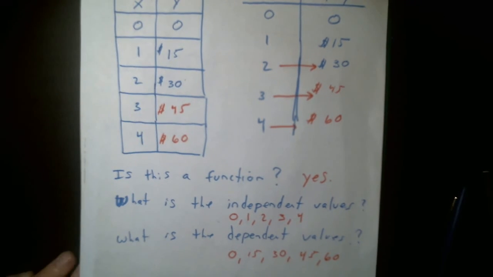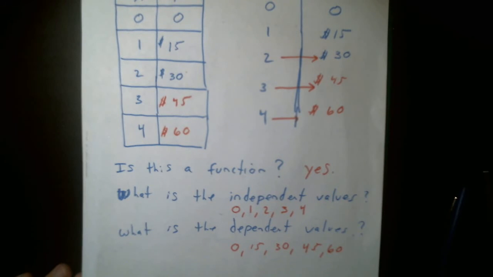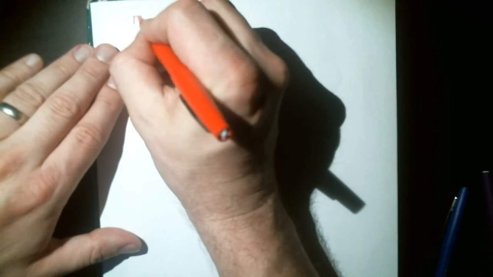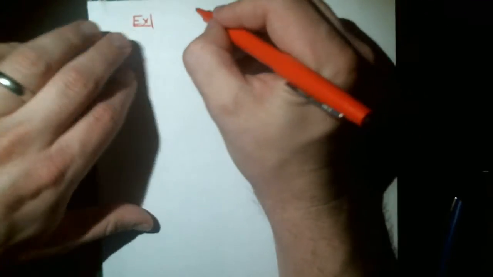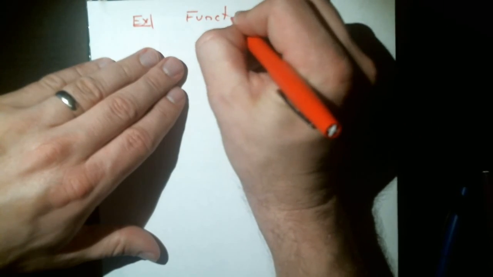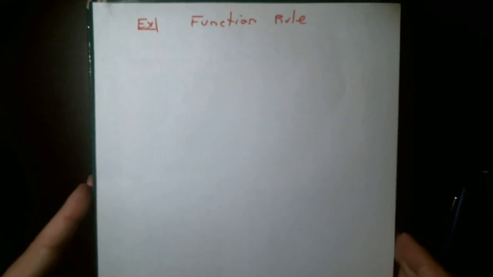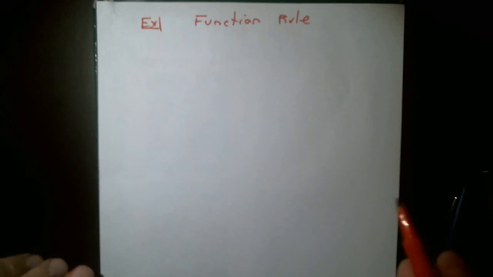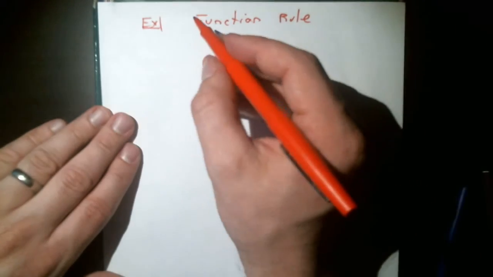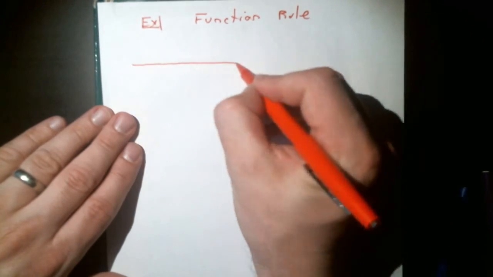What I want to do is try to do this next thing a little bit lightly. What we're going to call this is a function rule. So hold on to that. So this is what we call a function rule. For example, we're going to call this a function rule. Really, we're going to make a table of values.